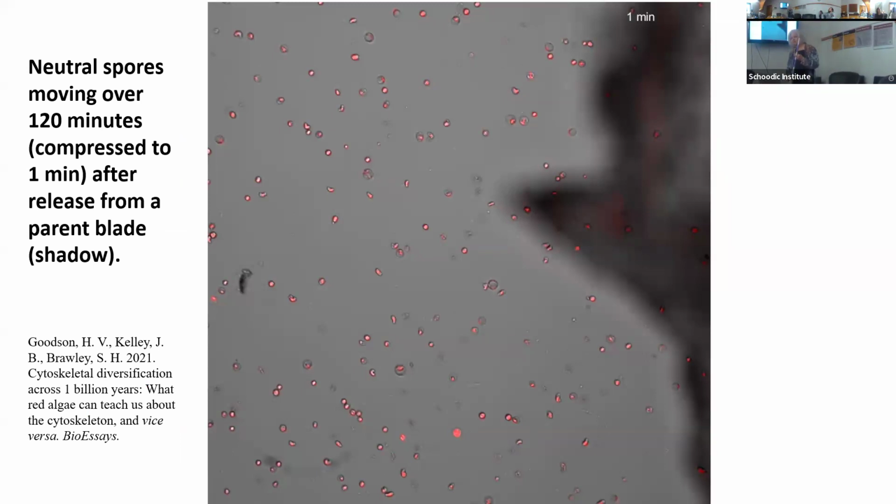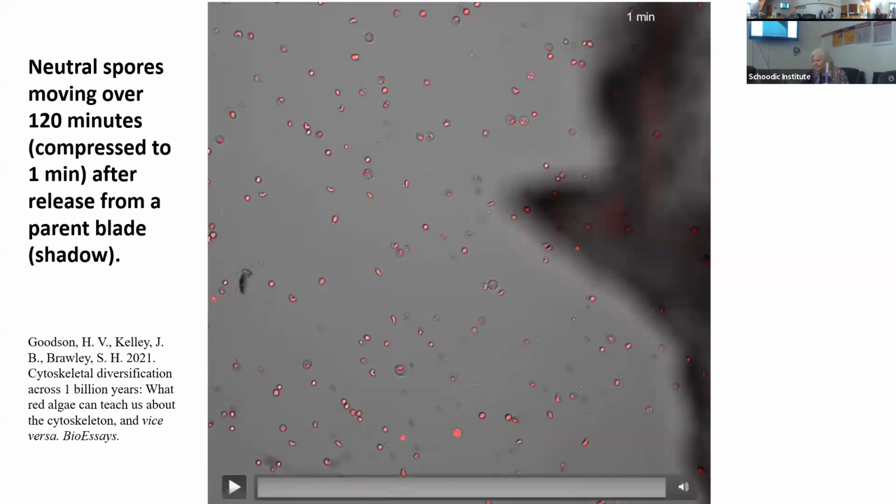Now, this could be a little tricky. This is a film. Okay, I think I can trigger it here. Okay, so the shadow is a piece of a blade in a dish. And those things on the bottom are fluorescent red because it's the chloroplast, and the chlorophyll, when it is illuminated with blue light, will fluoresce red.